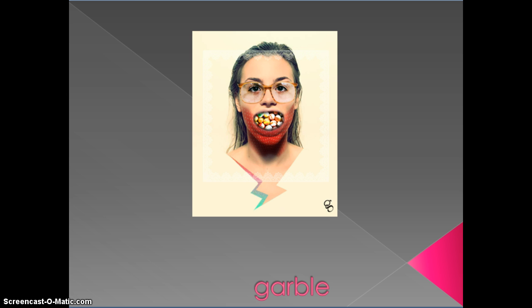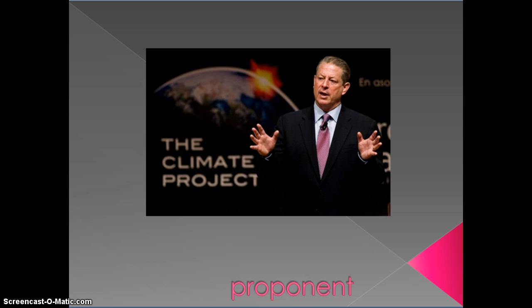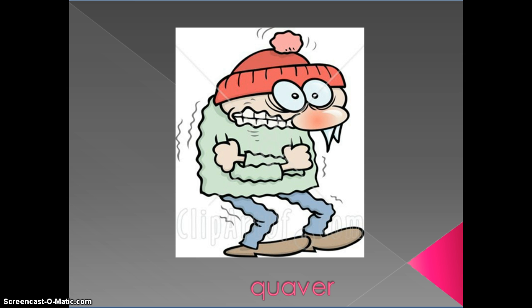Okay, the synonym for garble, sorry about that, is to confuse, and the antonym for garble is to articulate. Next word is proponent, and a proponent is one who puts forth a proposal or one who supports a cause or belief. Former Vice President Al Gore is a proponent for action on climate change and talks about how that's affecting our weather patterns and so forth. So he's a proponent for that. The synonym for proponent is an advocate, and the antonym is a critic.